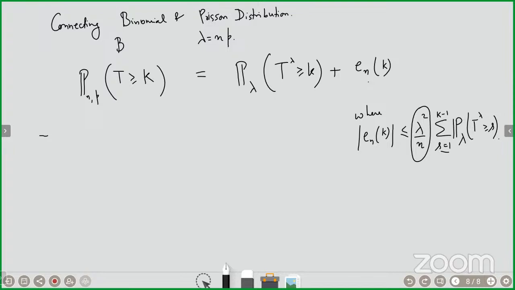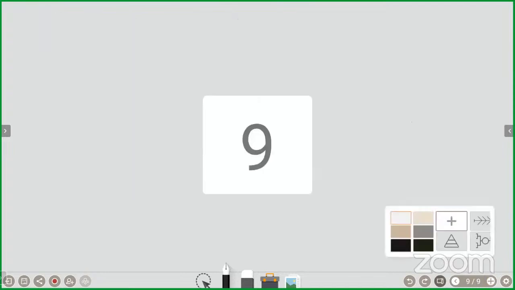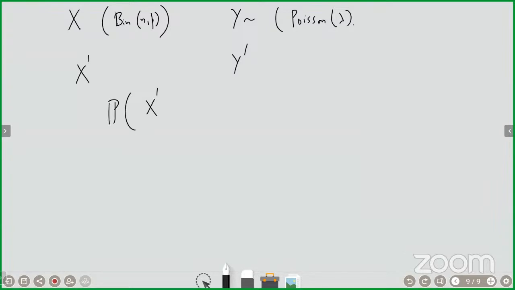Okay, how do I prove something like this? Suppose I give you a primitive. Let me say x is... we get something with this x prime and y, which is a coupling. So x prime and x have the same marginal distribution, y prime and y have the same marginal distribution. And what we're able to show is that x prime is not equal to y.